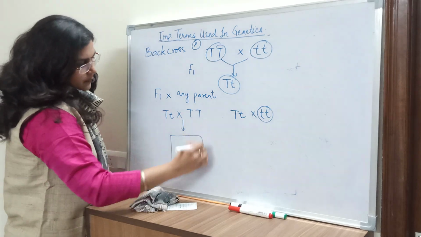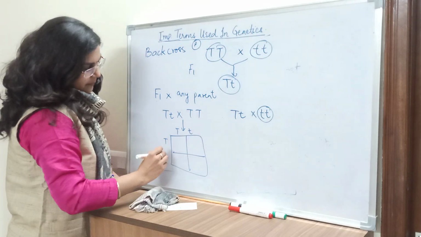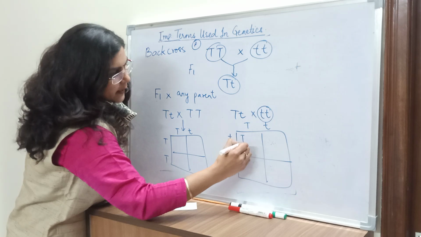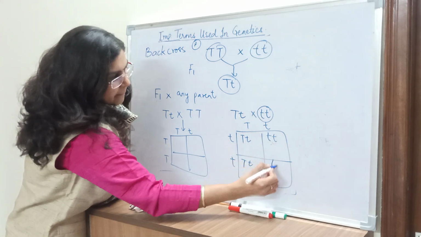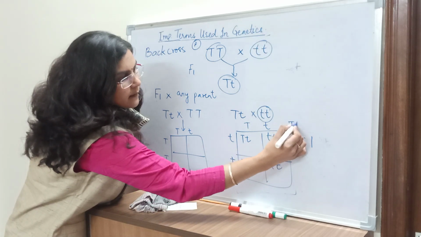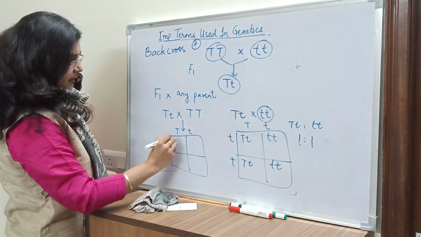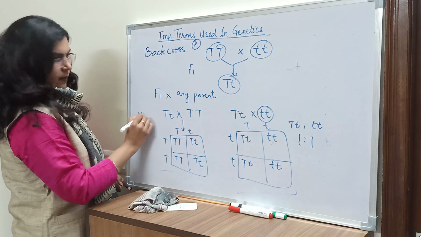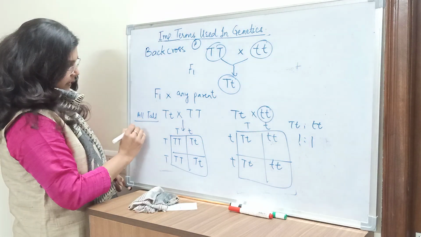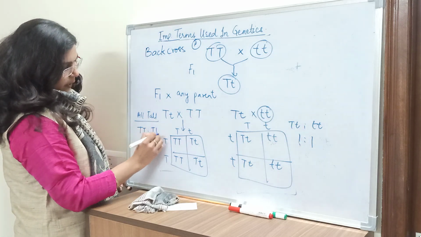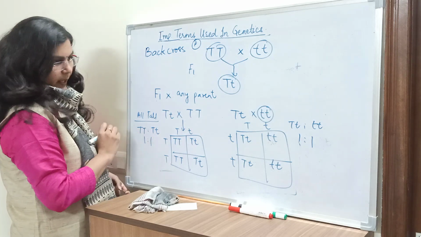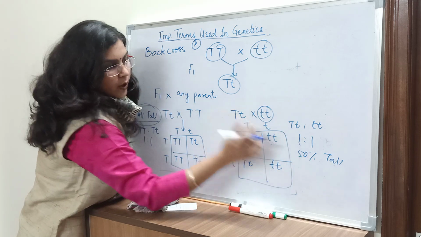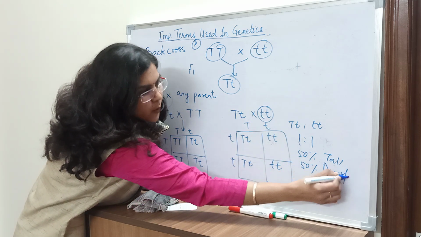If we see here, I make a Punnett square. I represent the gametes here, and here I represent the gametes. So what I get is, quickly, if you can see here, the ratio is heterozygous tall to dwarf. Again, the ratio becomes 1:1. But in this cross, we get all tall phenotypically, and genotypically we have homozygous tall to heterozygous tall in the ratio of 1:1. So phenotypically they are all tall here, but in this cross 50% are tall and 50% are dwarf.